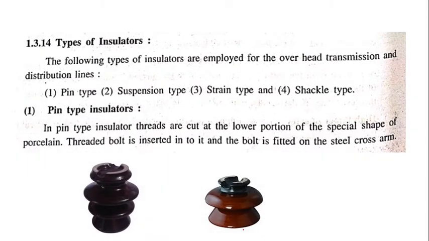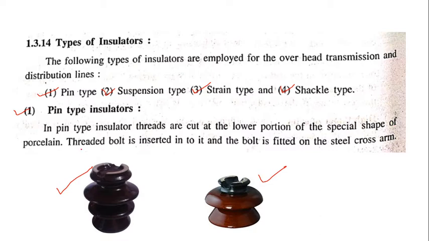There are several types like pin type insulator, suspension type insulator, strain type insulator, and shackle type insulator. We are going to discuss all these four types in detail. So first, starting with the pin type insulator. As we can see, here is the demonstration of pin type insulator. In pin type insulator, threads are cut at the lower portion of the spherical shape of the porcelain.